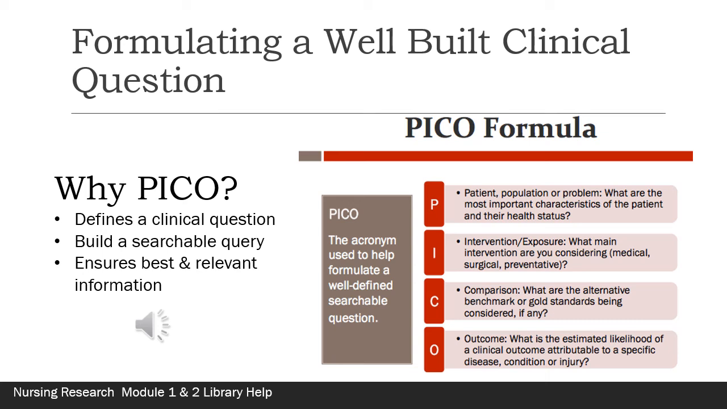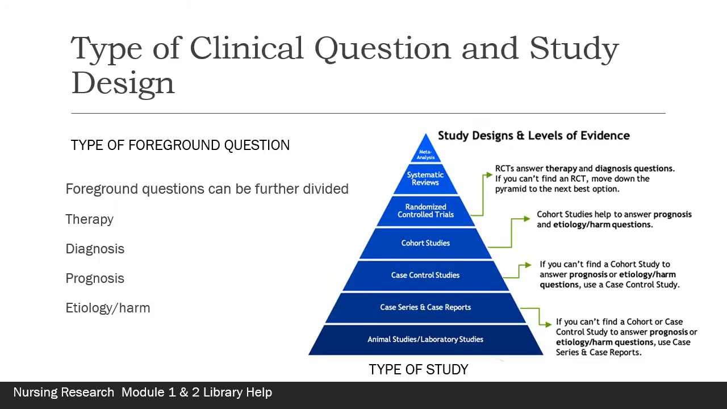So you can see that PICO is very important, and if you can outline your clinical question using the PICO method, then that is not only going to help you formulate a clear and precise question, but it's also going to provide the groundwork for you to have great search terms when you're ready to search CINAHL or Medline or PubMed for the types of articles that you need. Knowing the type of foreground question can help you select the best study design to answer your question. You always want to look for the study design that will yield you the highest level of evidence. This pyramid shows a correlation between the type of study design and your question type.